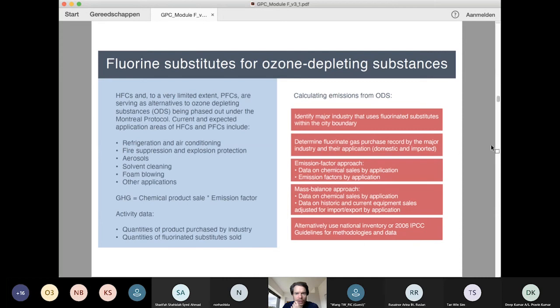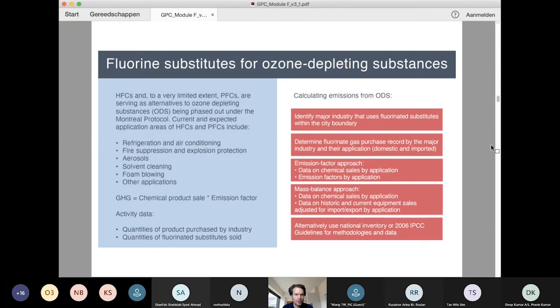Okay, then there is fluorine substitute for ozone depleting substances. You may recall that back in the 70s and 80s, a huge hole in the ozone layer was discovered, particularly above Australia, caused by CFCs. A major protocol, the Montreal Protocol, was enacted and sought to ban CFCs, which were damaging the ozone layer. To replace those CFCs, they used HFCs and PFCs, which didn't impact the ozone layer, but had a huge impact on the climate.